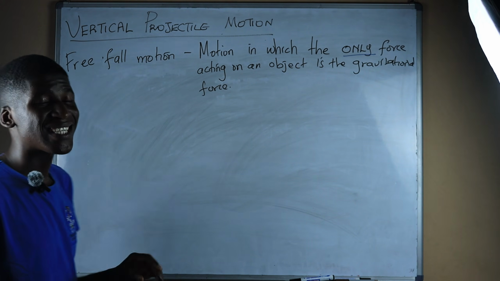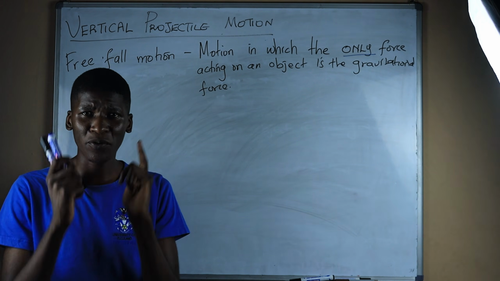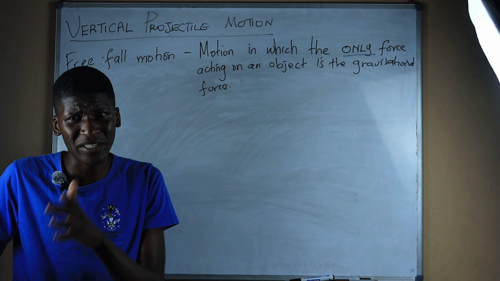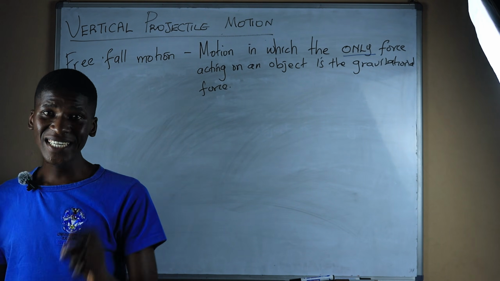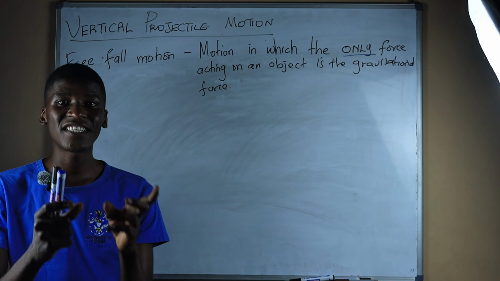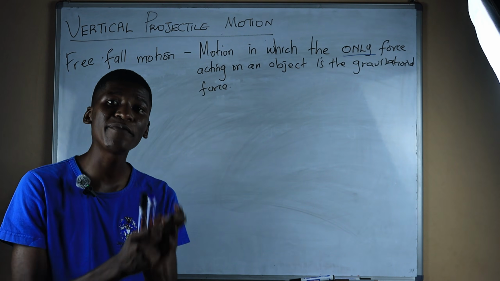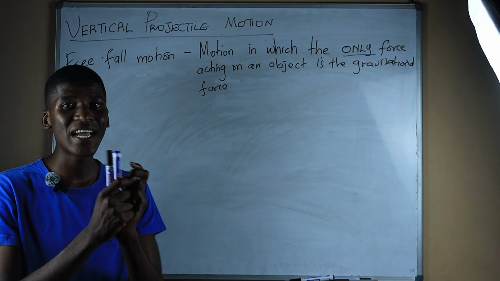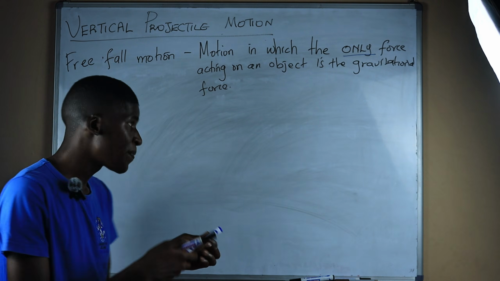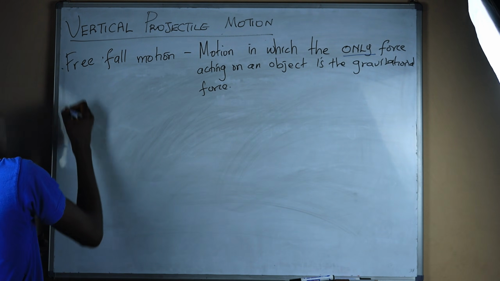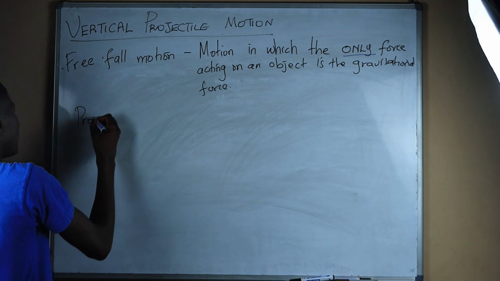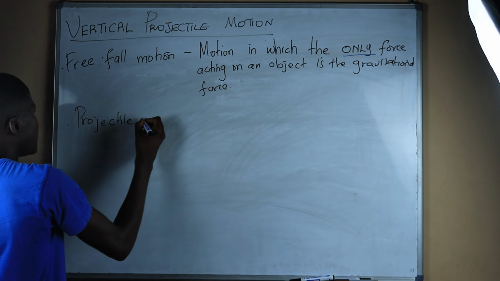Let's now look at a projectile. What is a projectile? Because we are studying vertical projectile motion, right? A projectile is an object that has been given an initial velocity, but now moves under the influence of gravitational force only. So when we want to define a projectile, we define a projectile as an object.